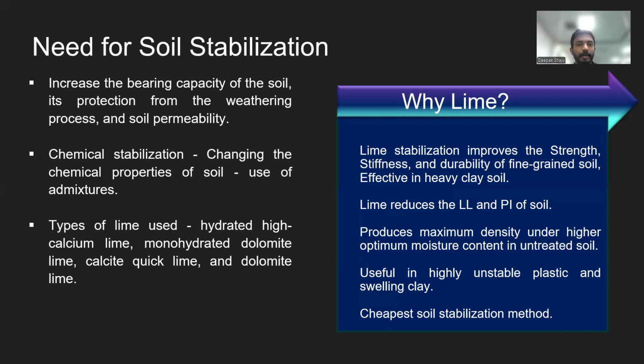Why do we use lime as soil stabilization? Lime stabilization improves the strength, stiffness, and durability of fine-grained soil. It is effective in heavy clay soil. It also reduces the liquid limit and plasticity index of soil. Lime produces the maximum density and a high optimum moisture content in untreated soil. It is useful in highly unstable plastic and swelling clay. It is one of the cheapest soil stabilization methods.